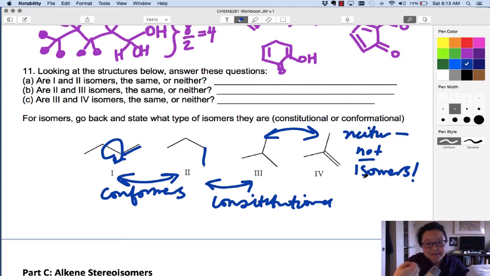All right, have fun practicing. Keep practicing the degrees of unsaturation, drawing isomers with a certain chemical formula, and identifying what type of isomer you have, whether they're conformers of each other or constitutional isomers, or maybe they don't even have the same formula. Good luck, you guys.